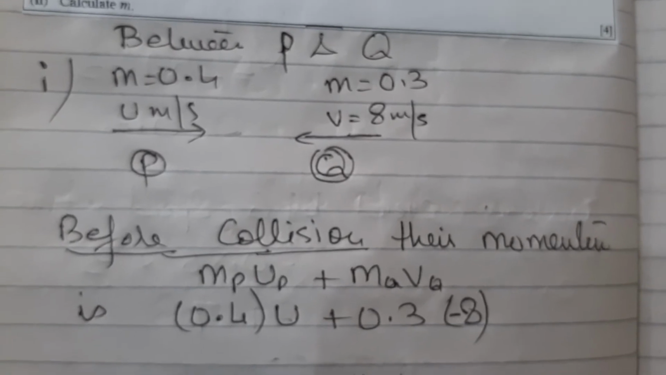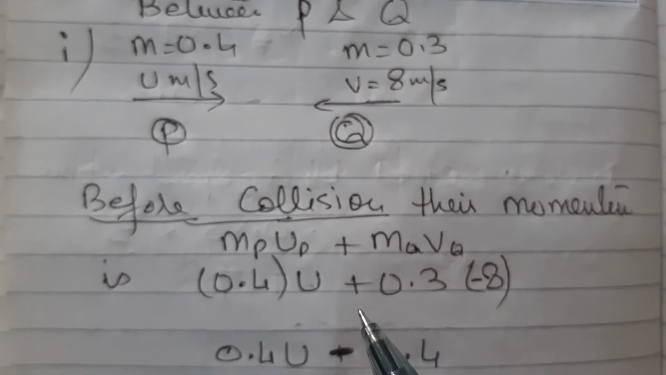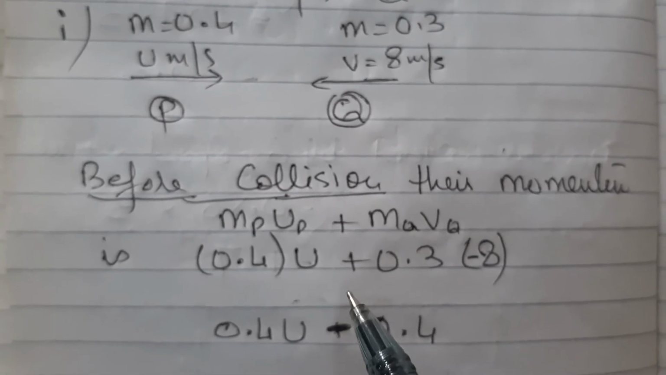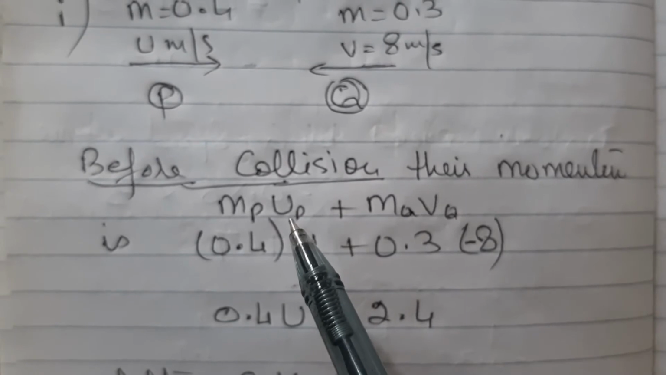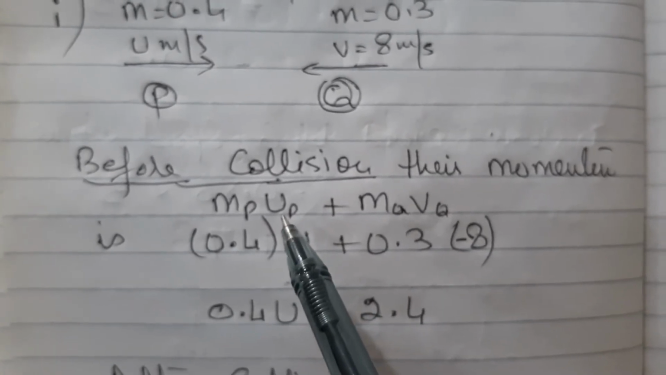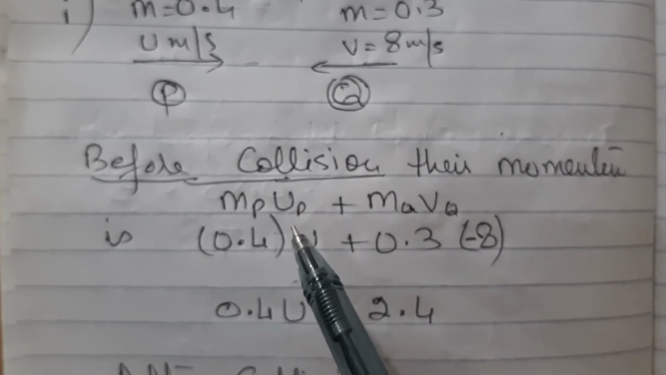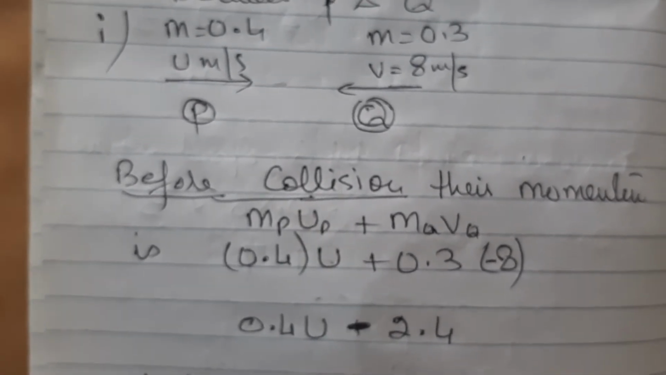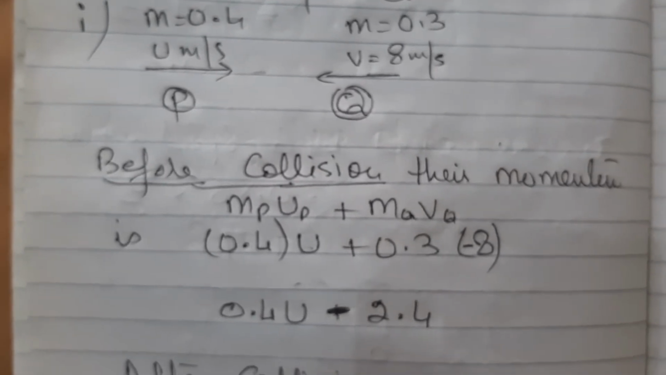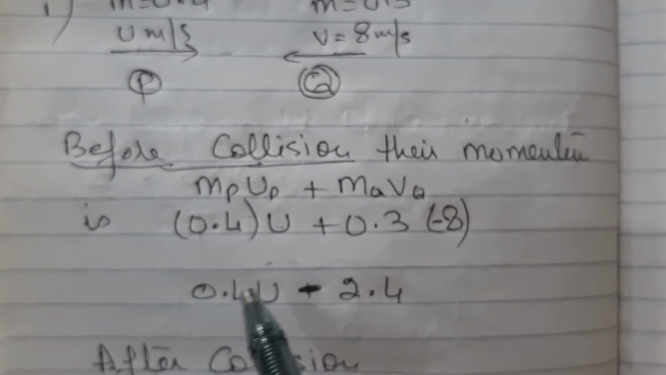So I am finding out here, before collision, what is the momentum of body P and Q, right? So simple: mass into velocity. I have just written u by mistake, you can write v here, okay? I mean to say that u was given to me in the question, so instead of v, that's why I'm using u.